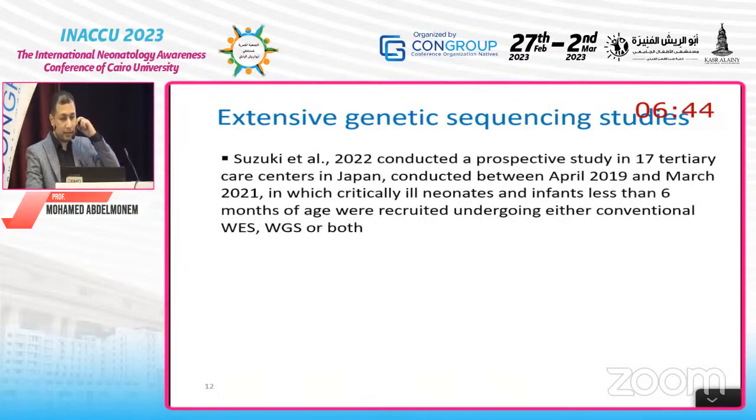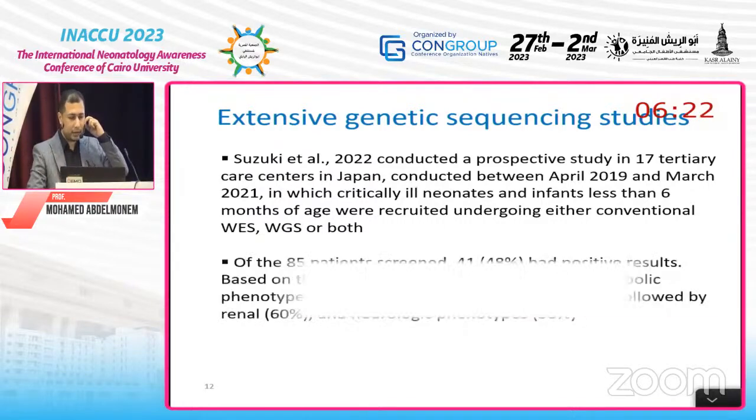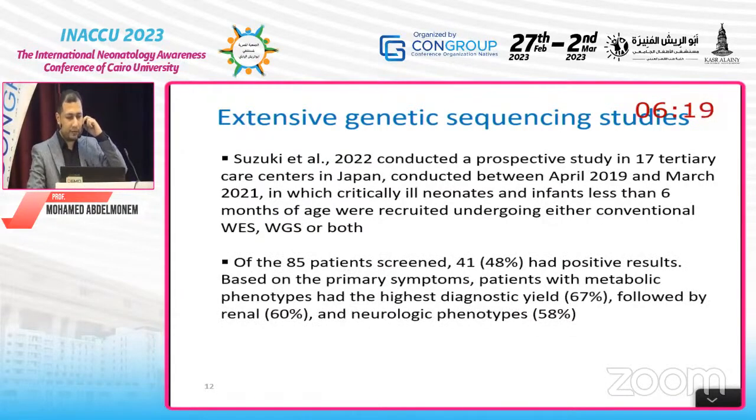Another study, Suzuki et al., conducted a prospective study in 17 tertiary care centers in Japan, between 2019 and 2021. Critically ill neonates and infants less than 6 months of age were recruited, undergoing either conventional whole exome, whole genome, or both. When the whole exome came back negative, they ordered whole genome and see what comes up. Of the 85 patients screened, 41 had positive results, about 48% diagnostic yield.